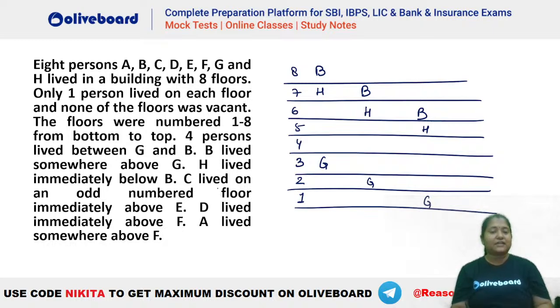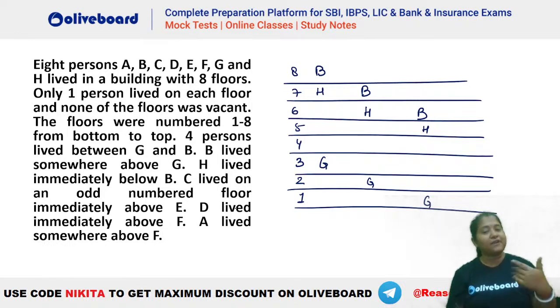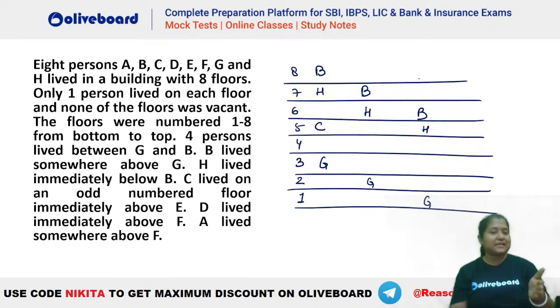Okay. After that, C lives on an odd numbered floor above E. So C has to be on an odd numbered floor above E. Somewhere above E. Not immediately above, somewhere above E. Right. So in the first case, you can see C on an odd numbered floor is only possible when you take him on 5. In the second case, C can be on 5 also, C can be on 3 also. In the third case, C can be on 7, C can be on 3, right? So we have two possibilities there.